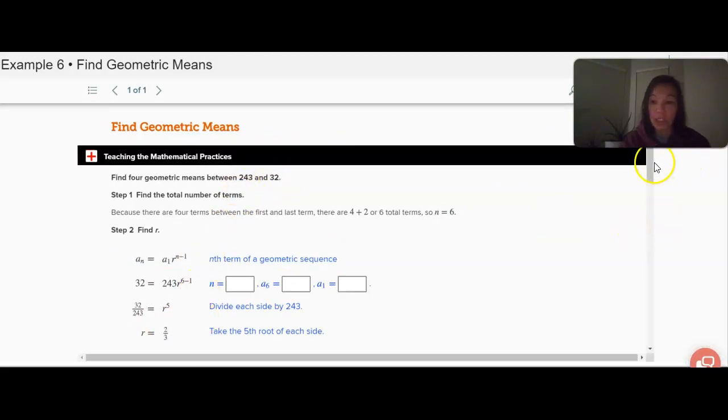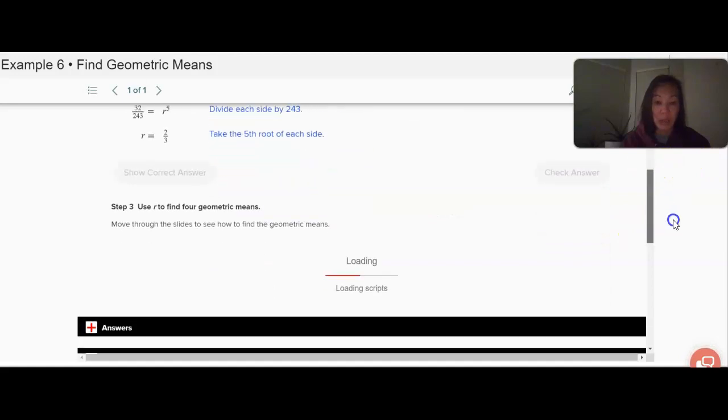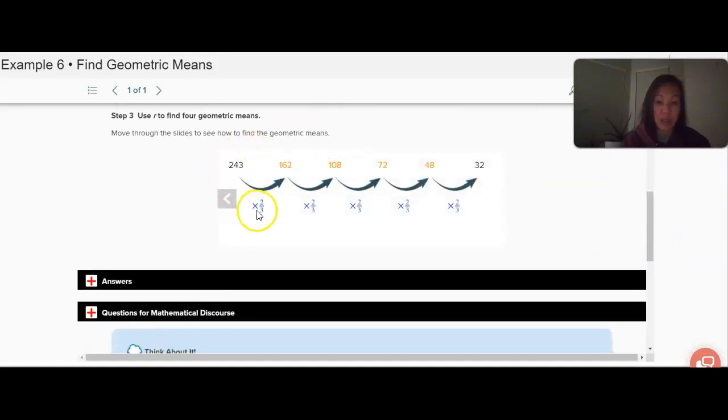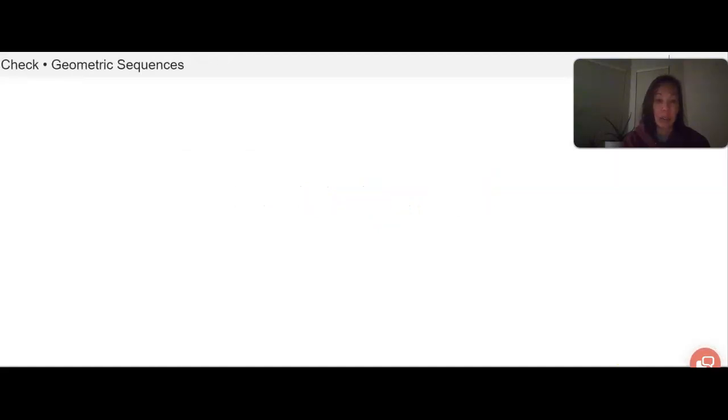So now if I want to find the values in between 243 and 32, all I do is take 243 and multiply it by 2/3. That's the first of them. Multiply by 2/3, multiply by 2/3, multiply by 2/3, multiply by 2/3. And here are my 4 geometric means in between 243 and 32.